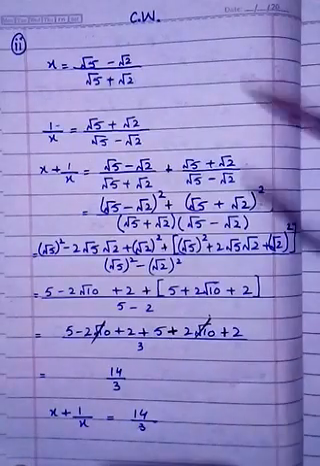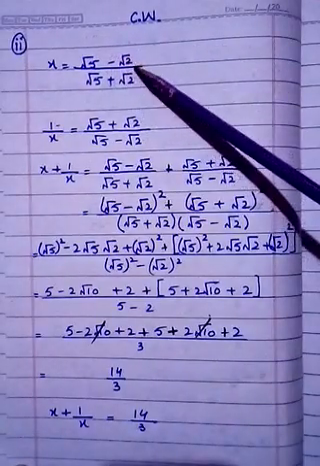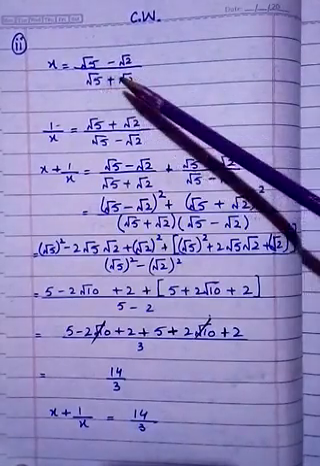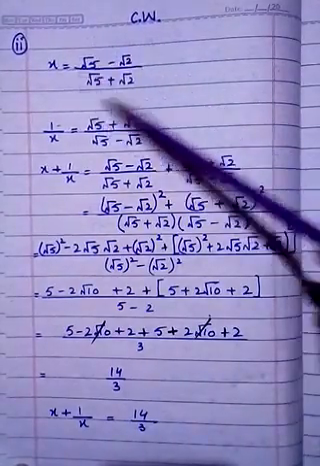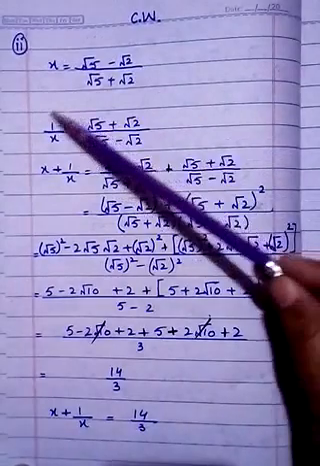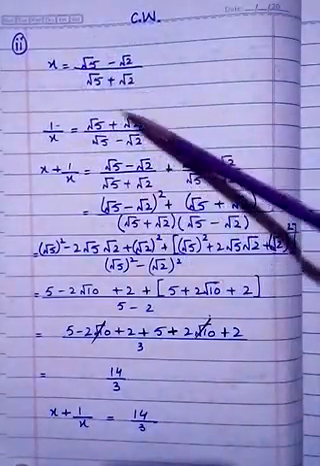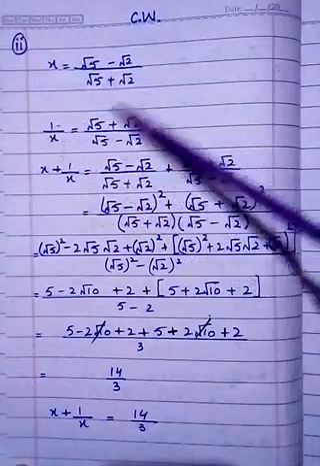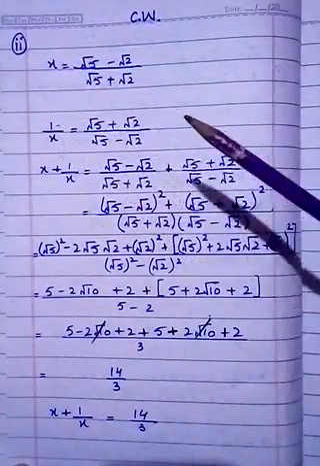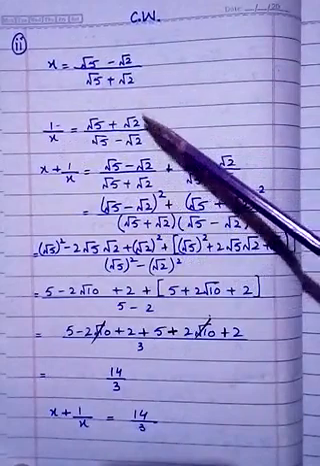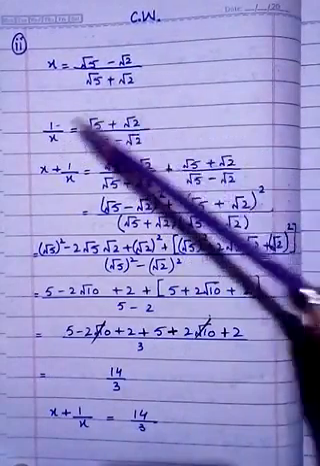Now let's see, x is given as under root 5 minus under root 2 divided by under root 5 plus under root 2. x is given in fraction form. Now you have to take 1 by x. You have to take the reciprocal of the fraction term, then it will become 1 by x. Reciprocal means the numerator becomes the denominator and the denominator becomes the numerator. So you have to find 1 by x.